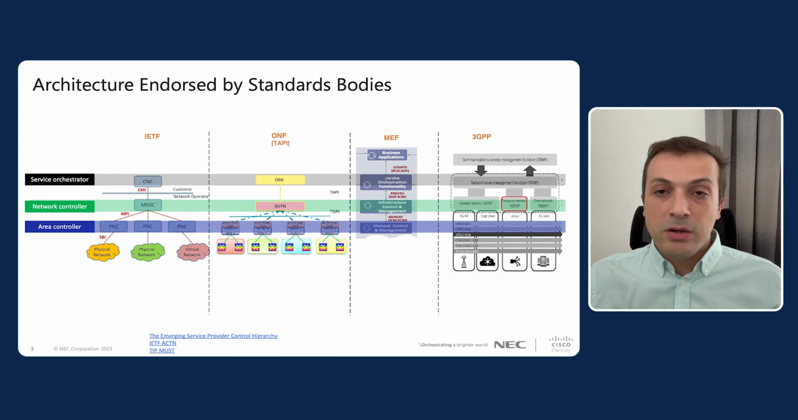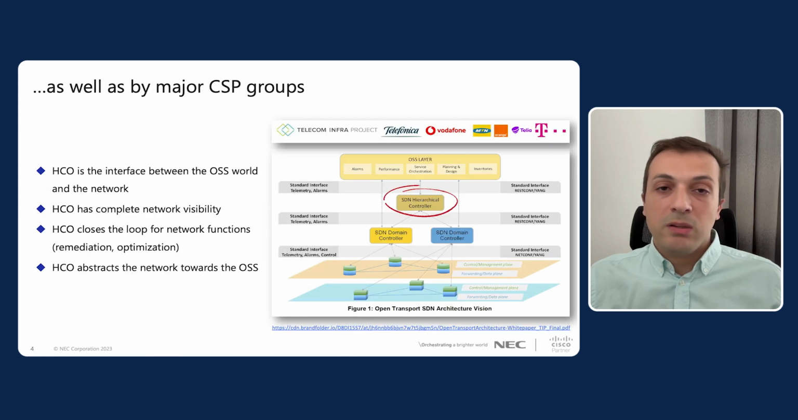So you mentioned a hierarchical controller controlling all the vendors and technology controllers. Is that a well-known architecture? Yes, this is called the three-layered architecture, which all the standardization bodies endorse, as you can see in this slide. It's mainly IETF with its ACTN architecture and ONF with TAPI, which are the de facto standards for IP and optics respectively. But not only the standardization bodies, also the service providers aligned with this three-layered architecture and joined forces in TIP, the Telecom Infra Project, as shown in the slide.